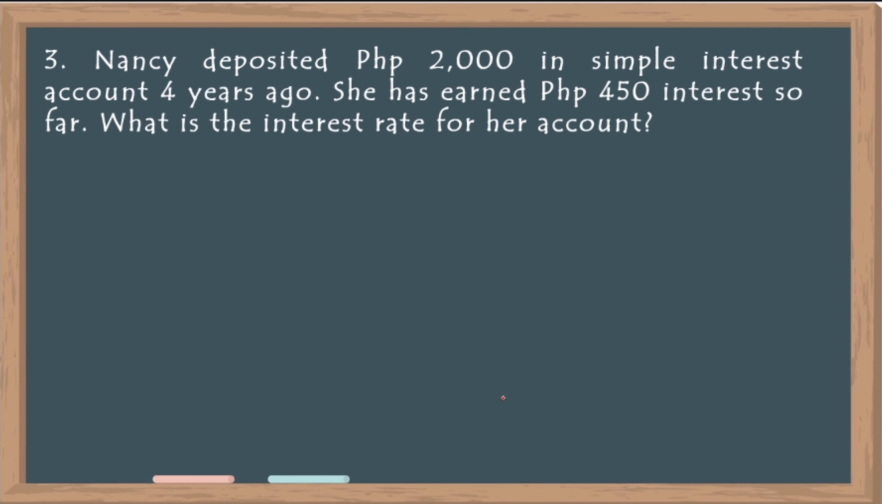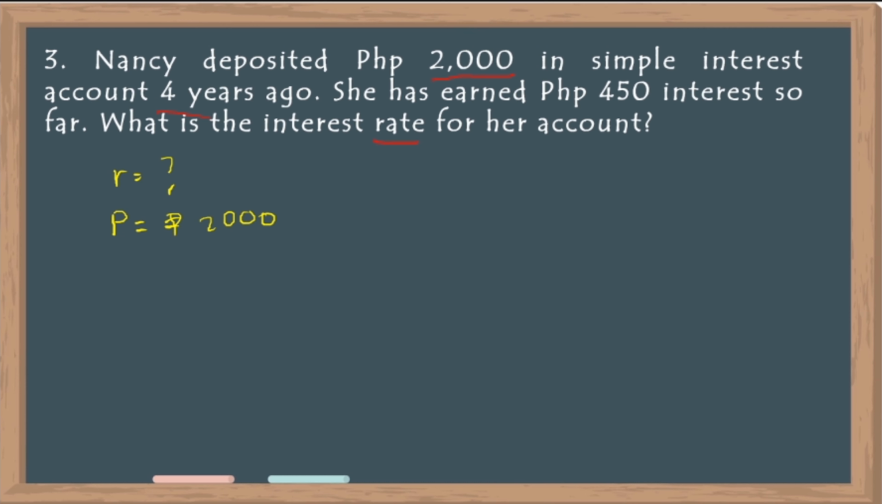So, ano po ang hinahanap dito sa ating problem? That is the rate. So, the interest rate, iyan po ang pinapahanap sa atin. Okay? Now, ano tong 2,000? Nag-deposit daw siya ng 2,000. So, ito po yung original amount. So, that is the principal or the P. Okay? That's 2,000.